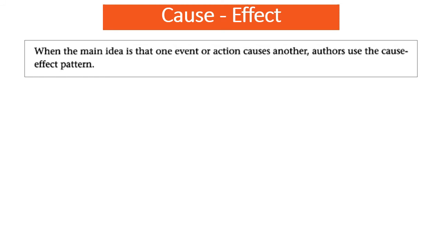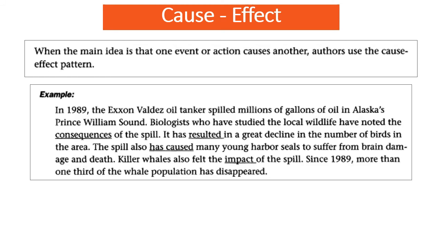Okay, here you can read that when the main idea is that one event or action causes another, authors use the cause effect pattern. Like in this example, this is about the Exxon Valdez oil tanker that spilled million gallons of oil in Alaska. Now, you can read the paragraph by yourself and you can pause a moment.